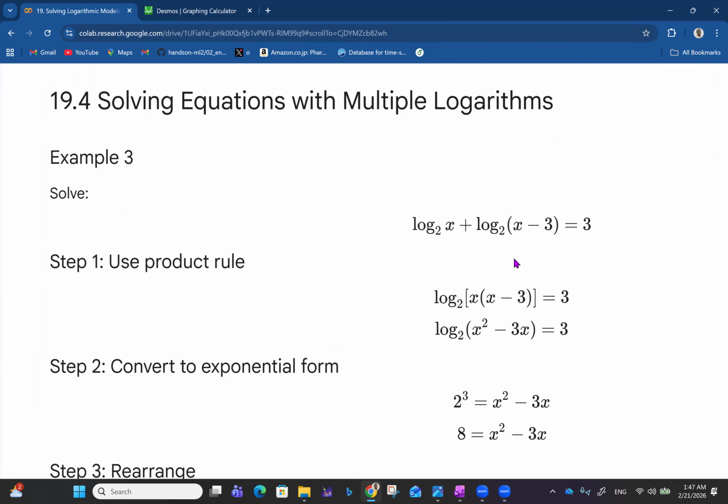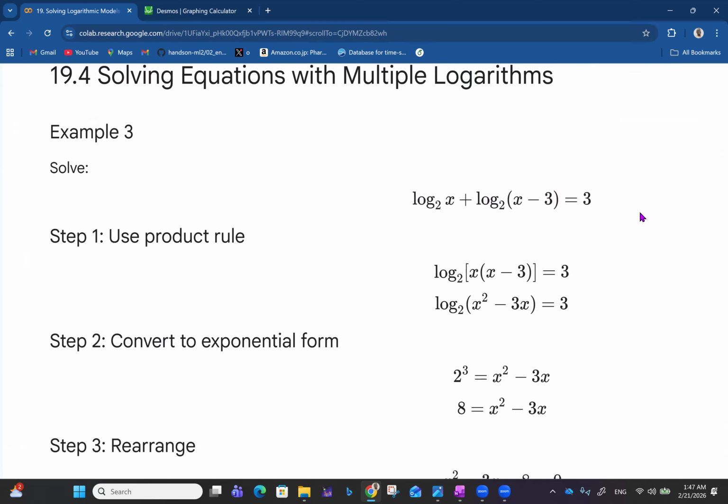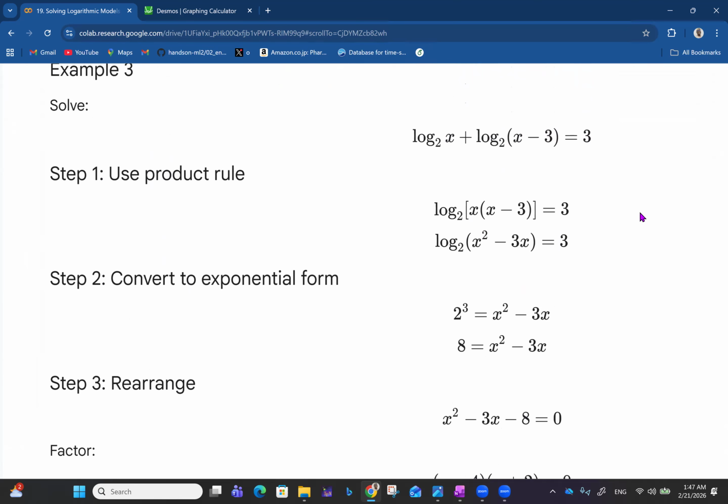X should be positive, that's x should be greater than 0, and x minus 3 should be greater than 0, which means x should be greater than 3. And if x is greater than 3, it automatically means it is greater than 0. So the stronger restriction is that x should be greater than 3. I like to do the domain restriction first because from it, you can always decide if you're going to have a solution or not.